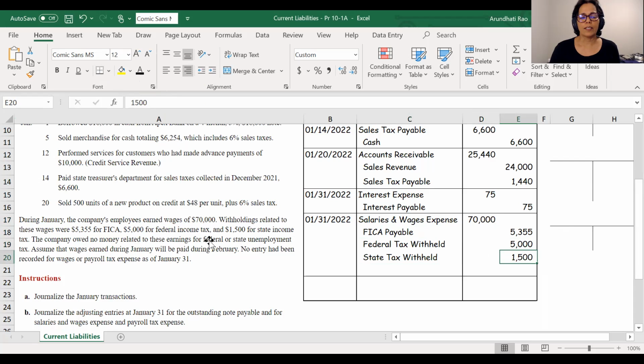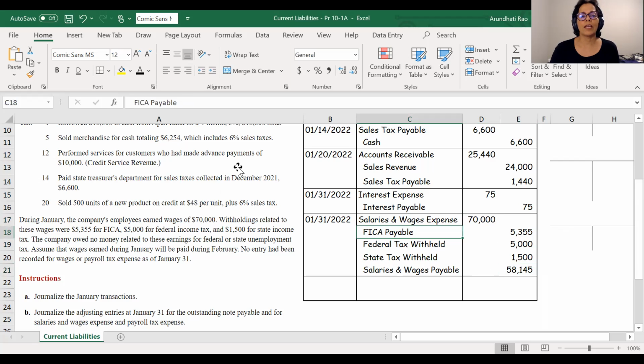After all of these deductions are made, the check I'm going to write out to them is $58,145. The total expense for me is $70,000. This much money goes to the employees, and the remainder goes to different government agencies on behalf of the employee. When I withhold these monies, I'm withholding it on behalf of the government, and I need to remit the money to the government. Until such time, it'll sit in my books as a current liability.